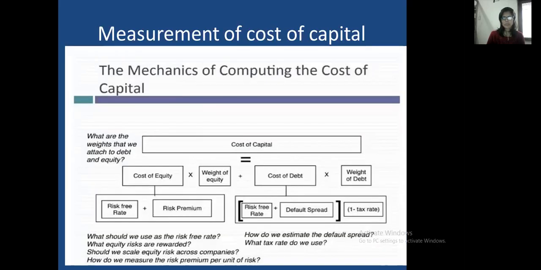So measurement of cost of capital. अगर आपको measurement करना है cost of capital का, so you have to measure a combination of all cost of equity and cost of debt. And you can also calculate weight of equity and weight of debt. So the formula is just like, or you can understand with this slide. The cost of equity includes risk-free rate plus risk premium, and cost of debt is risk-free rate plus default spread, and along with that one minus tax rate. This is all about the mechanism of computing the cost of capital.